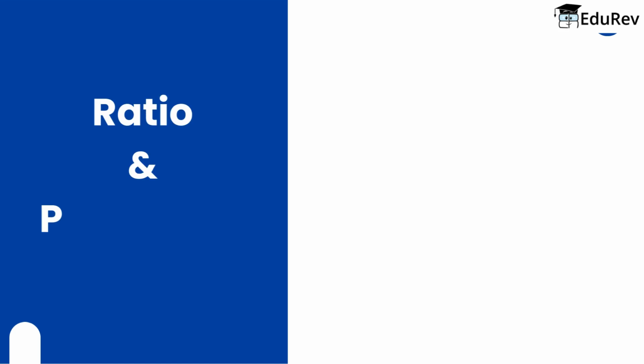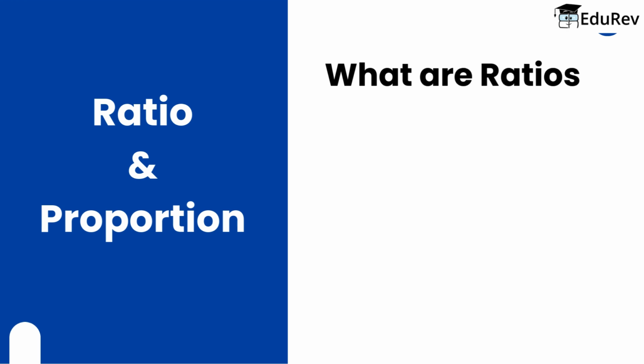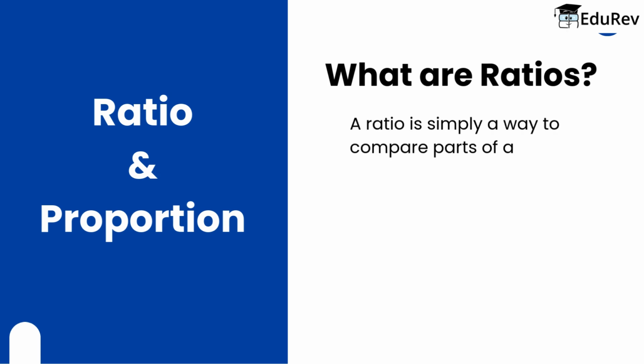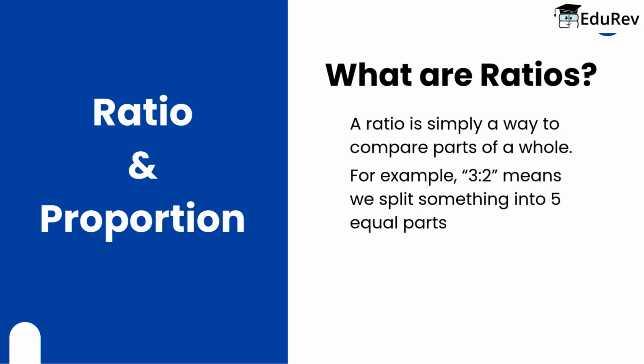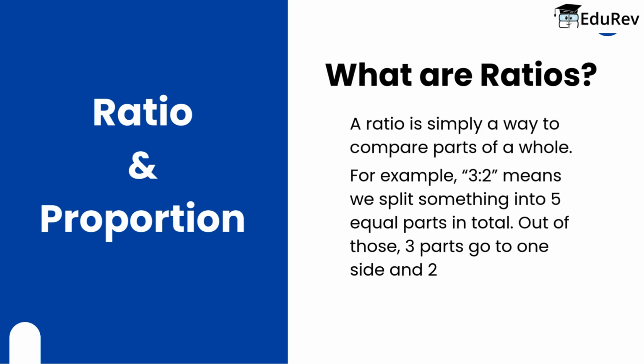Today we're covering the topic of ratios from the chapter Ratios and Proportions for the CAT exam. What are ratios? Forget the textbook definition. A ratio is simply a way to compare parts of a whole. For example, 3 to 2 means we split something into 5 equal parts in total. Out of those, 3 parts go to one side and 2 parts go to the other side.